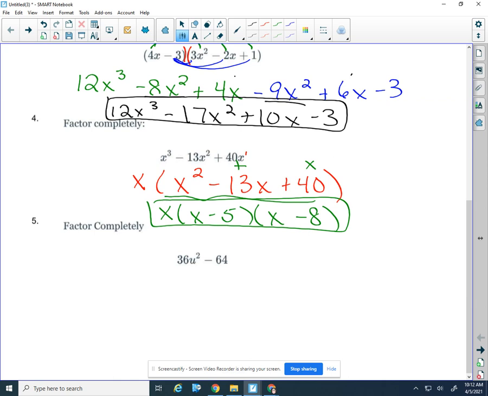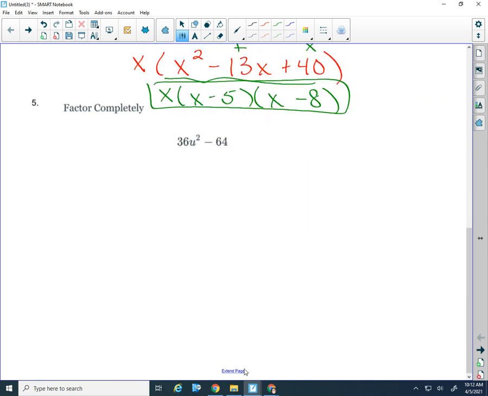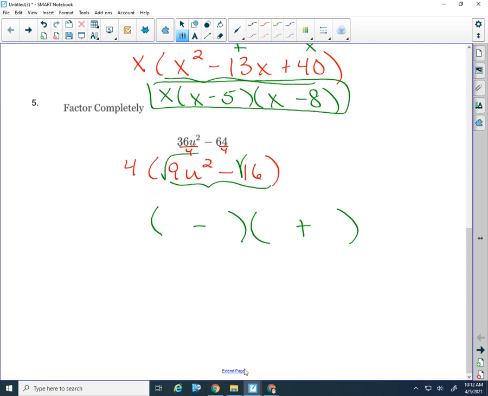For this last problem, you could go right to difference of perfect squares. But here's the problem. There is a GCF you can take out. I'm going to take out a 4. Divide each one of these by 4, and you end up with 9u squared minus 16. Now, in these parentheses, two terms, there's no more GCF, but that is difference of perfect squares. So you got a plus and a minus, square root each one of these. So you end up with 3u, and square root of 16 is 4. Last thing, bring down your GCF.